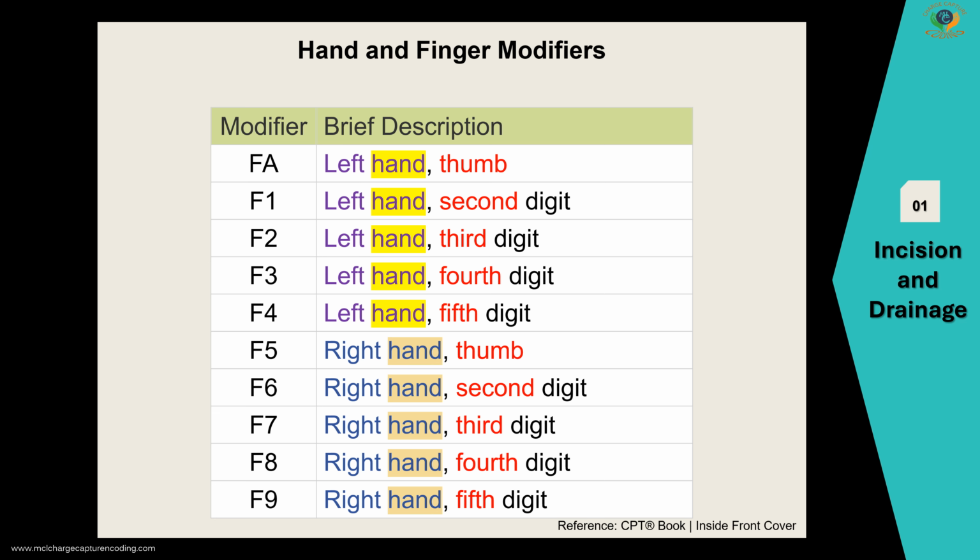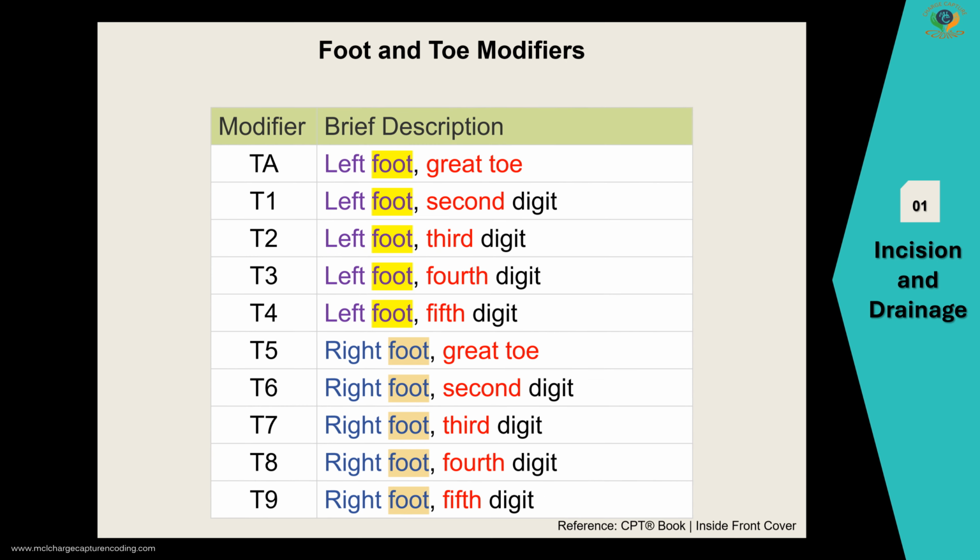Make sure you append the appropriate digit modifier. This list shows the applicable hand and finger modifiers when reporting the incision and drainage or puncture aspiration procedure involving the hand or the finger. Just the same, if the procedure involves the foot or the toe, refer to the list of applicable modifiers shown here.